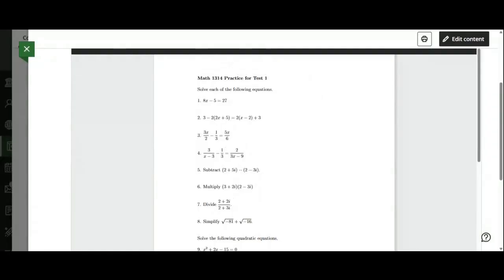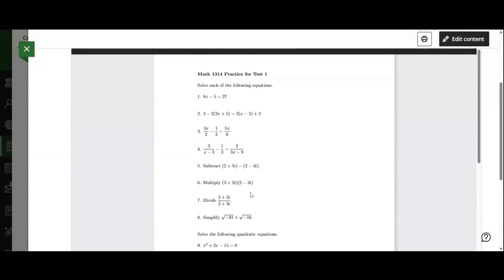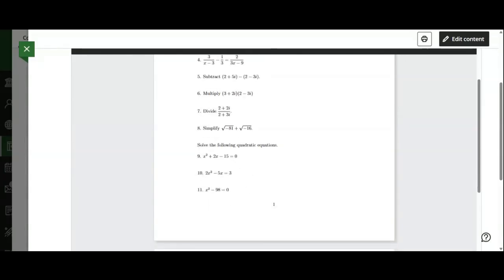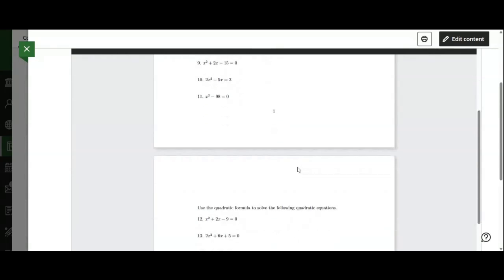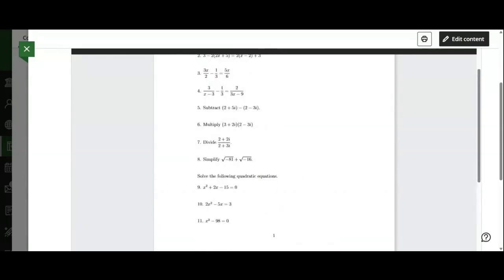Okay, so this is our practice test. It's right there linked on our course page. You can see these are problems from 1.2, and then we get to these complex number problems from 1.4. And then you can see these are quadratic equations that these first couple you could solve by factoring. That one, number 11 there, you'll need to use that square root method. We went through all of that last week.